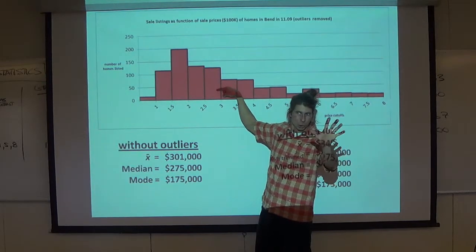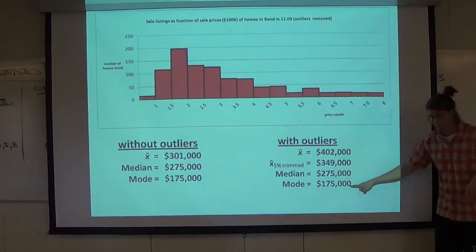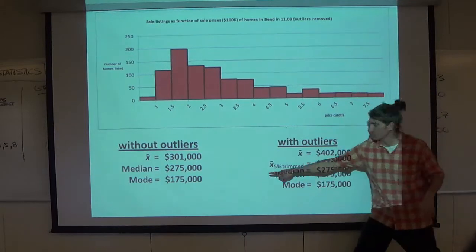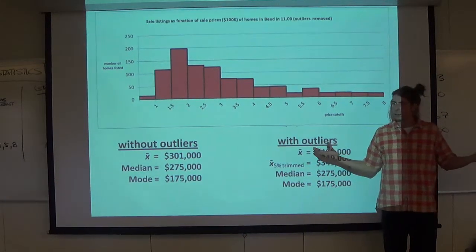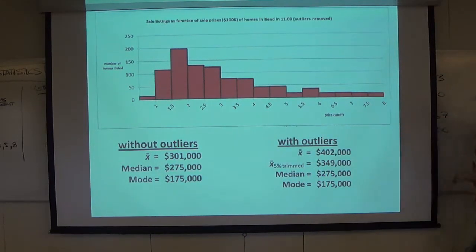Fair enough? Good. The mode, look at the mode. 175. Why? Because it's still the most houses in the bar. Unless there was a spike over here that was above 200, we're not going to have a second mode. And if there was a spike that was 200, it wouldn't be an outlier. We'd call it a more normal data point, and then we'd have to analyze what's going on.